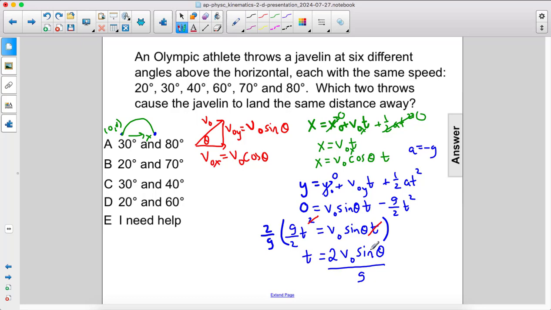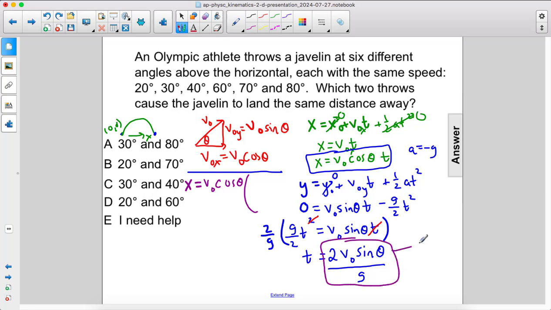Now we're going to combine it with this equation in order to relate it to range. So I'm going to do that over here. So we have x equals, all right, v naught times cosine theta times t, which is here. So we're going to plug that in for t. We get 2 v naught sine theta over g.